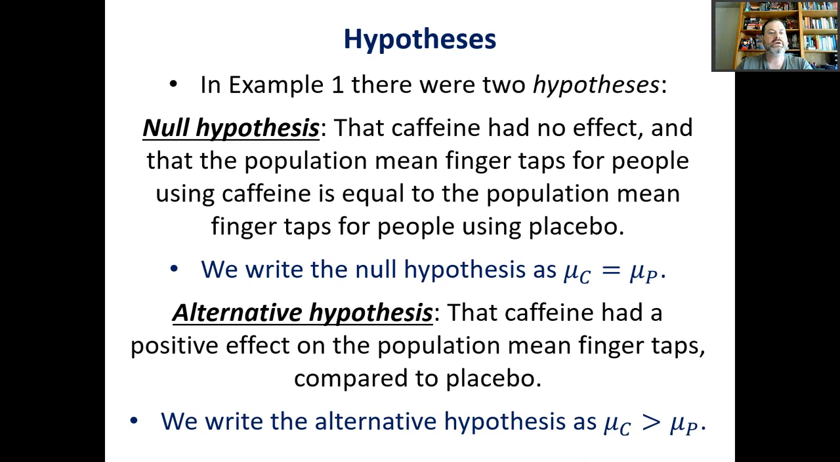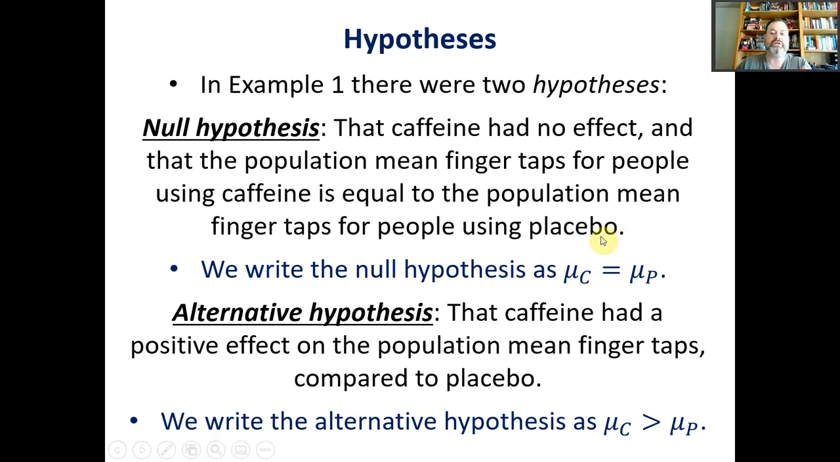Moving on. So in example 1, we were talking about caffeine and finger tapping, and we had something called a null hypothesis, and that was that the caffeine had no effect, and that the population mean finger taps for people using caffeine is equal to the population mean finger taps for people using placebo. And that was the idea, right? Remember, we said, let's assume for a moment that caffeine has no effect on finger tap rate. Well, that's what we call the null hypothesis. And we write it as mu c equals mu p.